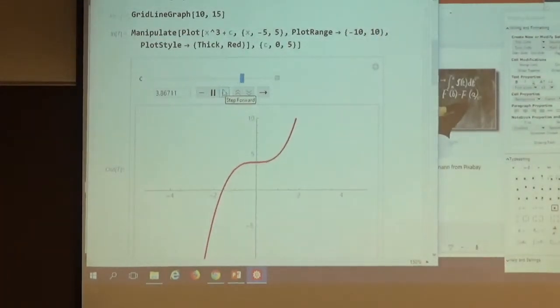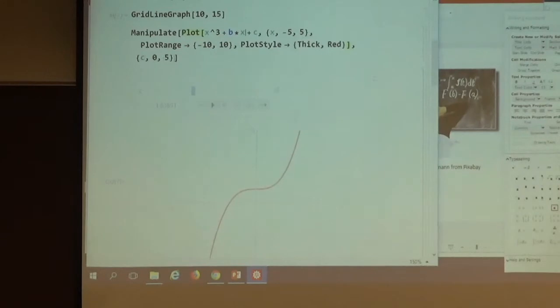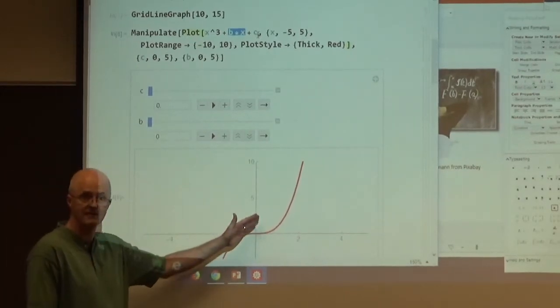And it's not the only kind of animation I can do. I could add in another parameter here. For example, I could add in a plus b times x, say, where b needs to go from, say, 0 to 5 as well. And that will provide two animation sliders. C affects the vertical shift. B, because it's the multiplier of the x, actually affects the slope at x equals 0.